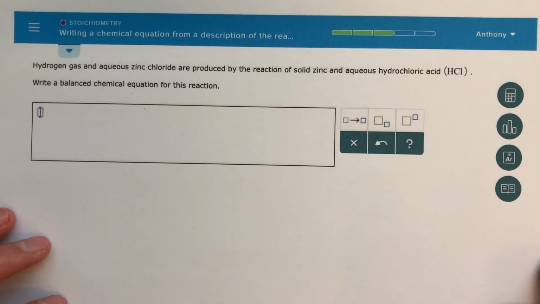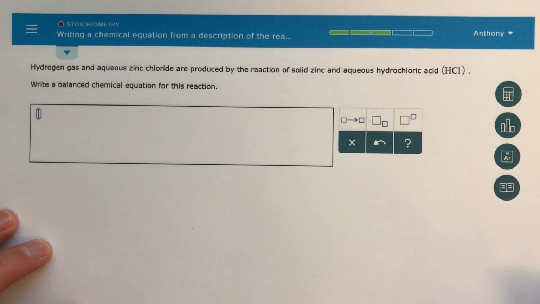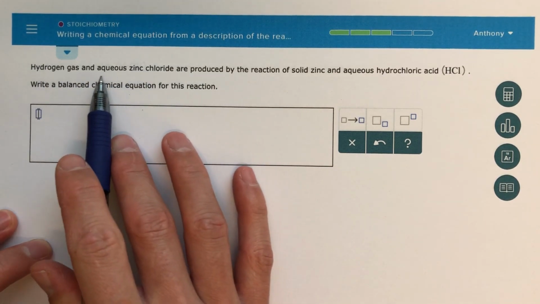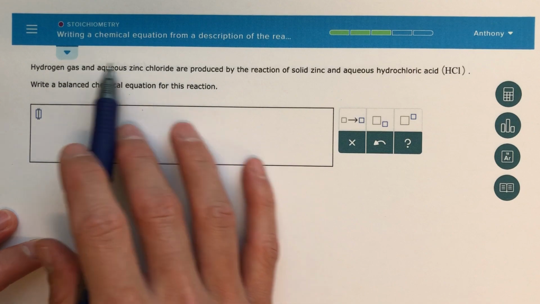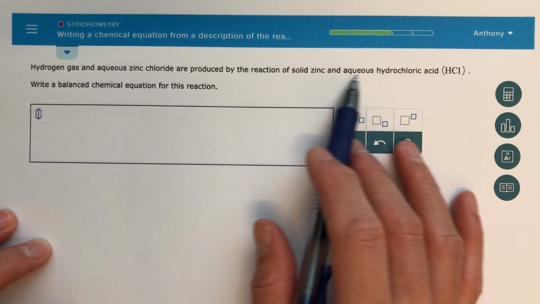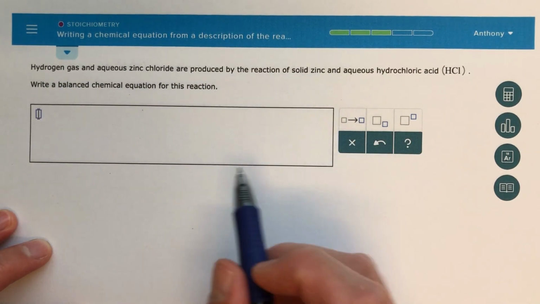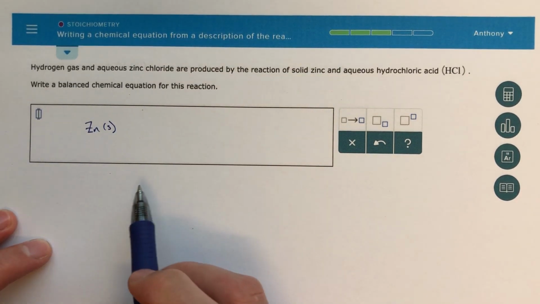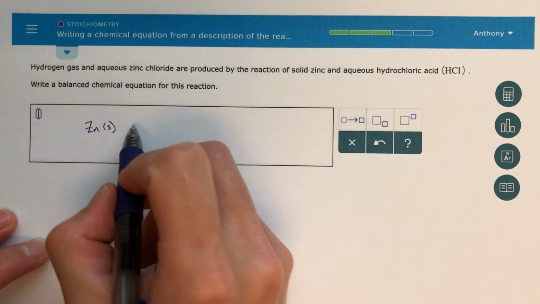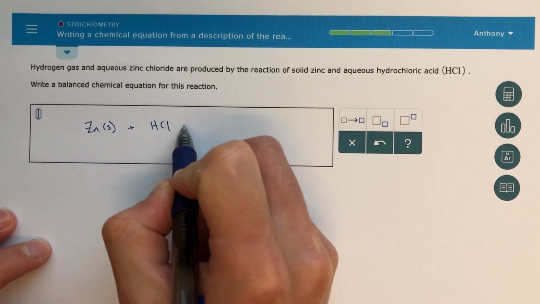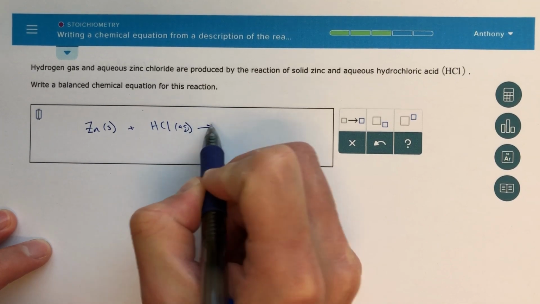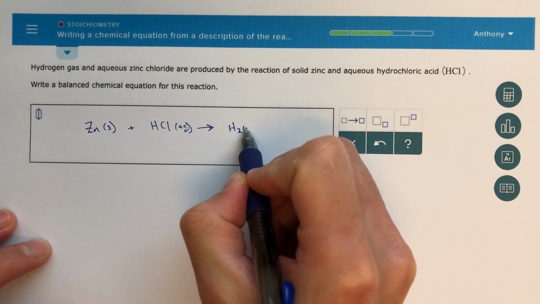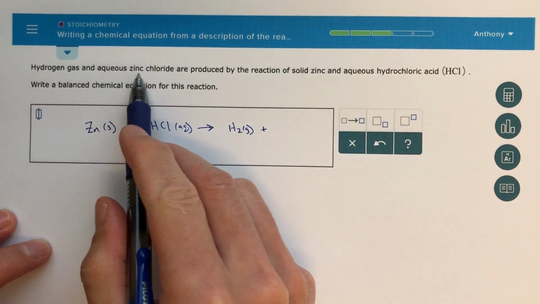So this next one says hydrogen gas and aqueous zinc chloride are produced. So the term are produced means that these are the products. So these must be the reactants. By the reaction of solid zinc, so zinc solid, that's metallic solid zinc, and aqueous hydrochloric acid. So plus HCl, aqueous. Then those are going to react together to form these products. Hydrogen gas will be H2 gas plus aqueous zinc chloride.